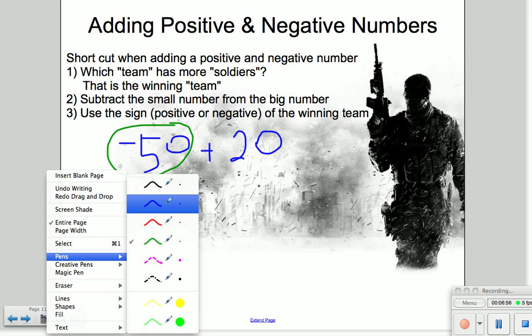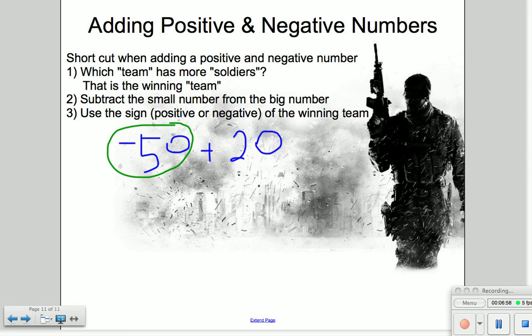Okay. And then step 2 is to do the subtraction. Take the small one away from the big one. So I have 50 minus 20, and this is probably one you can actually do in your head, and I'd really recommend it if you could. Once you subtract this, you end up with 30. So there are 30 men left.